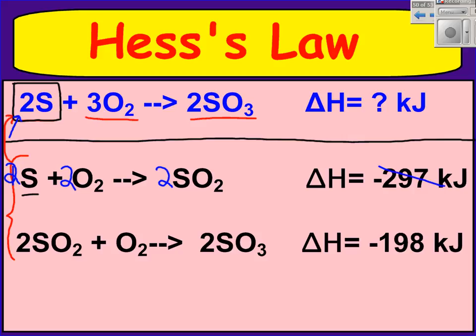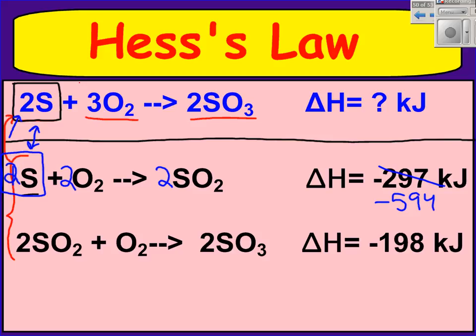If I take negative 297 and multiply that by 2, I end up getting that the new enthalpy is negative 594. This states the first property of enthalpy. Whatever is done to the amounts in the reaction has to be done to the enthalpy. By doing that, I now get the 2S on the reactant side, which is what I want. This is now good. All right, let's continue on.